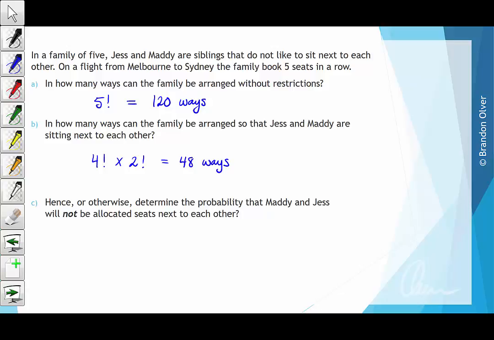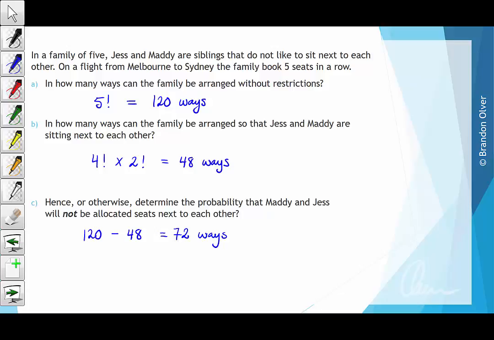So hence or otherwise determine the probability that Maddie and Jess will not be allocated seats next to each other. So in part B we found the number of ways they can sit next to each other. So if we take the total number of ways and subtract off the number of ways that they are sitting next to each other, we will find the number of ways in which they are not allocated together, which is going to be 72 ways. So that's the number of ways that they are not sitting together.